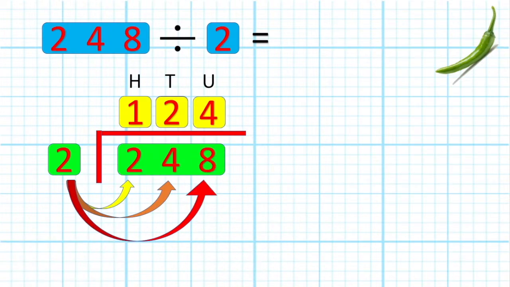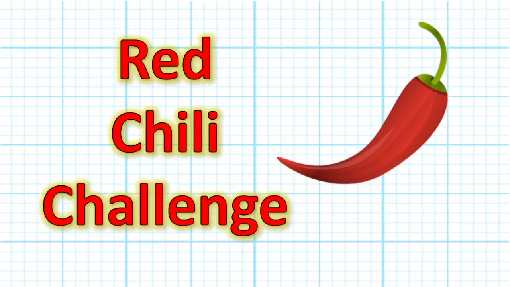Let's drag that back up to complete our question. 248 divided by 2 is 124. Great, green chili challenge, done. Okay, let's have a look where this can go. Let's have a look at a red chili challenge because they're not always going to be as easy as that. We could get complications as we're going to see now.